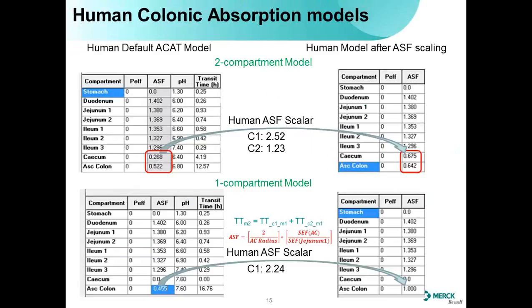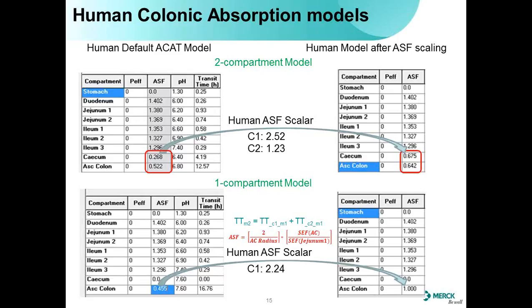So to set up the human absorption model in GastroPlus, we modify the default human model in GastroPlus by using the previously obtained ASF scalar, as I described two slides ago in step 3, based on the ratio of the optimized dog ASF against the default dog ASF, in both the one compartment model and two compartment model. And we extrapolated into humans for the lower gut ASF settings.